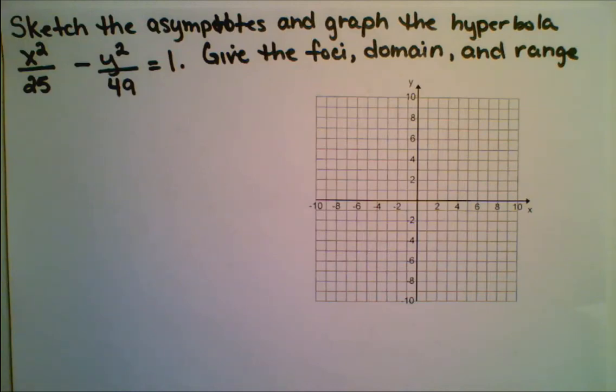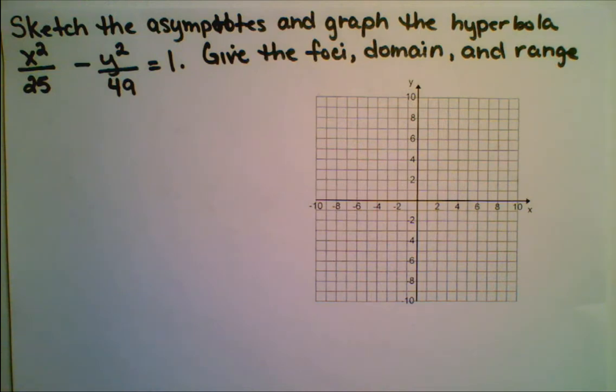All right, so we have a graph that's a hyperbola with the equation x squared over 25 minus y squared over 49 equals 1. It says sketch the asymptotes, then give the foci, domain, and the range. It's telling us this is a hyperbola, but if I just said to graph, how would you determine if it was a circle versus an ellipse versus the hyperbola?